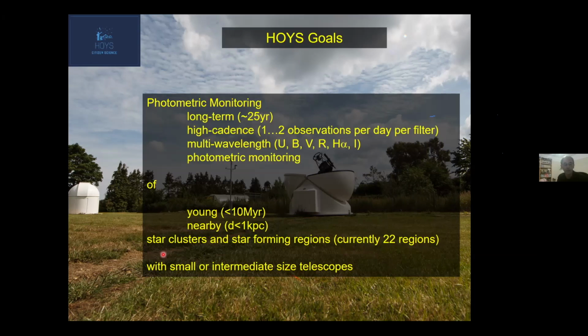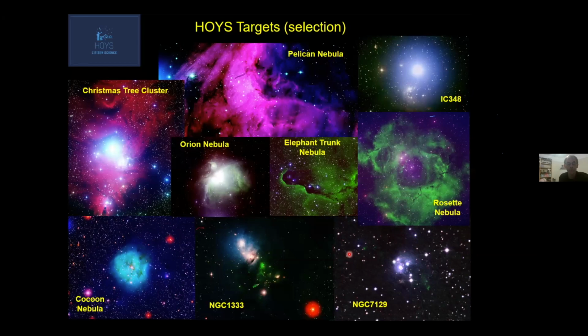And we want to use basically these small and intermediate sized telescopes because that's what they can do. And it's an easy project, just to take a bunch of pictures. Even 10 minutes of observing time is really enough, in a gap in the clouds, something like that. Here are some of the targets. So you can see they're all pretty.